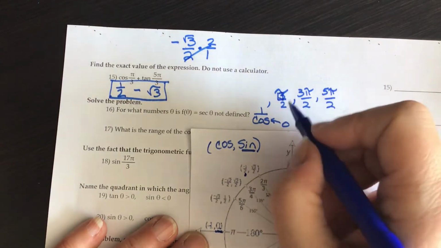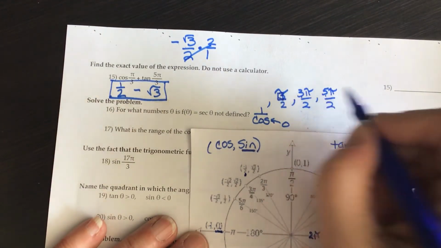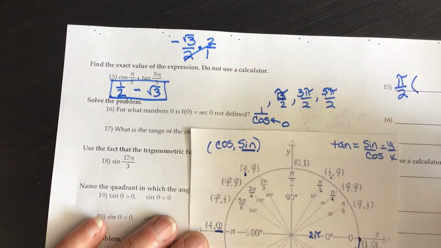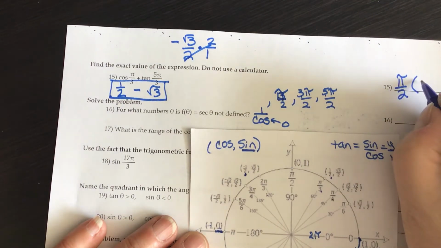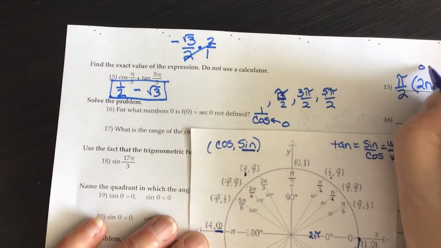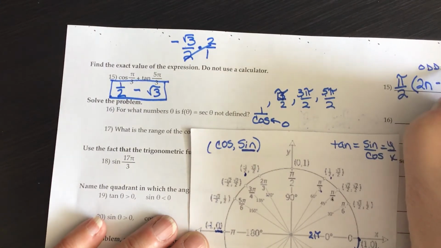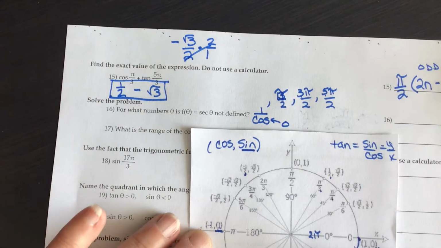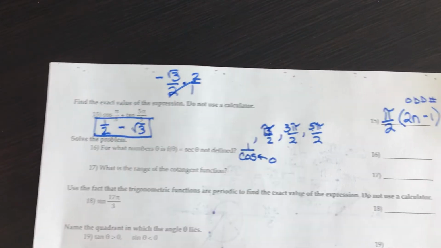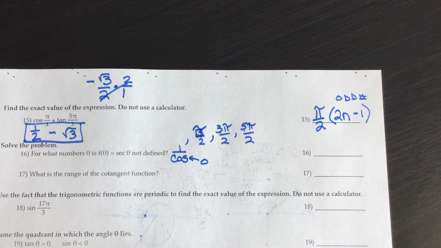And if you remember, these are odd numbers times pi over 2. So it's multiples of pi over 2. And 2 times a number would give me an even multiple of pi over 2. But if I subtract 1, this is an odd number. That's how we designate an odd number times pi over 2. I wrote that over here.